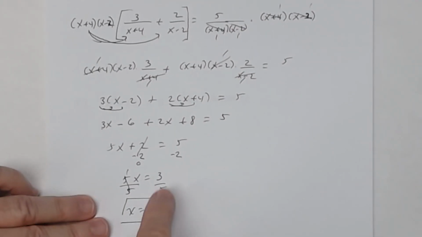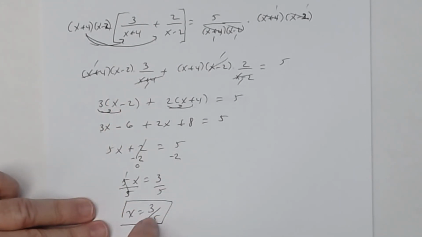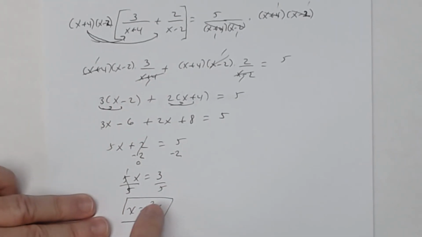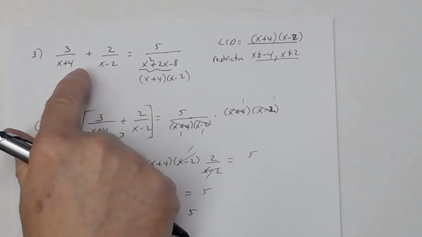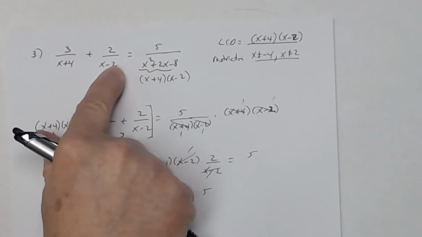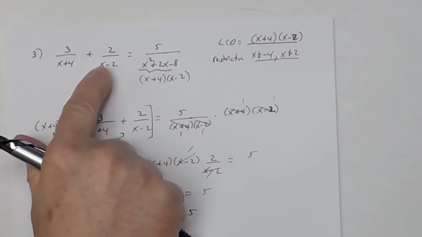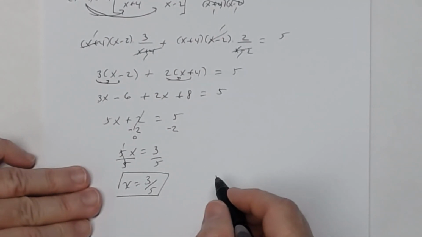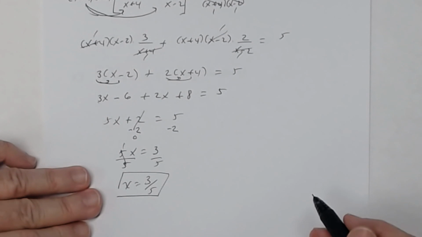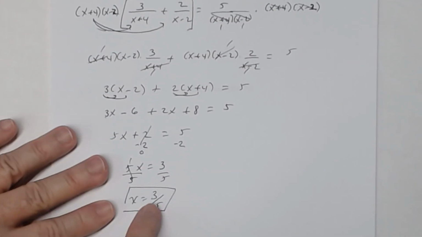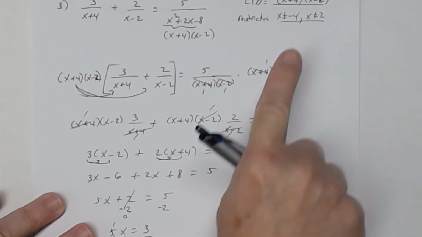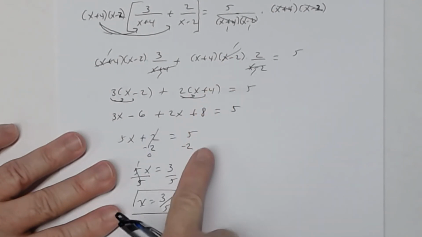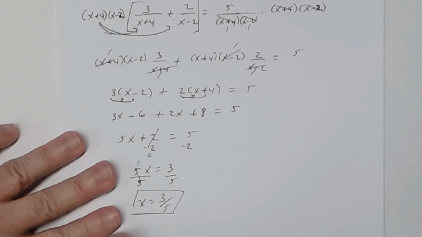Now, if you did all this work and you got x to be, let's say, 2, notice that 2 makes this denominator 0. 2 divided by 0 is undefined. See that restriction? So 2 would not be a solution, and then you would just say no solution. All right, but 3/5 is not a restriction. So as long as you do this work correct, and notice you have to show all this work, then you're good.